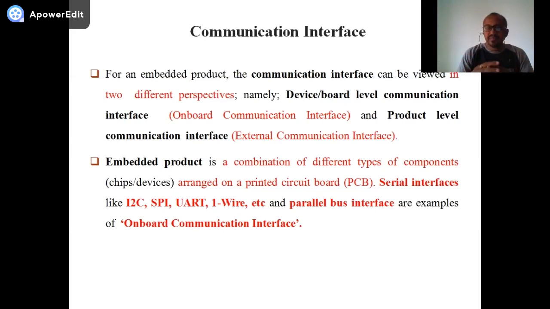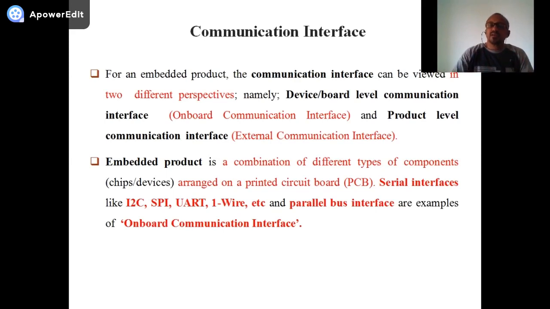for that. And another one is a product level communication interface, also called an external communication interface. Product level means two embedded products can communicate with each other, right. So, for that another set of protocols are available.